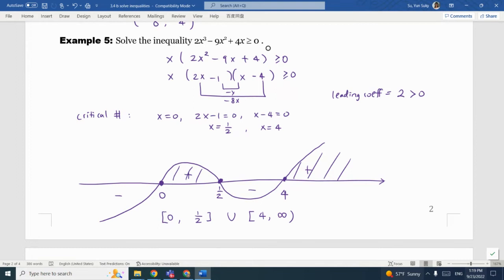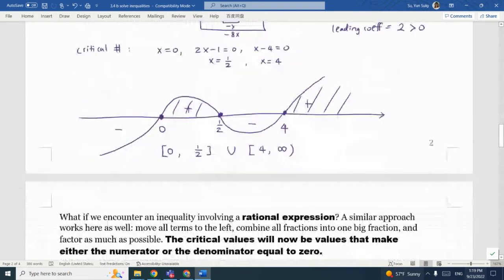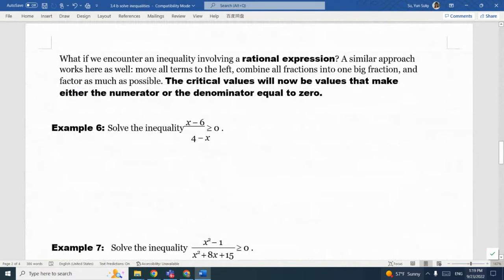Okay, so that is example 5. So far, so good, everybody? Okay, now let's increase the difficulty. What if we have a radical expression? The way we do it is kind of similar. You move all the terms to the left-hand side, and then you combine into a single fraction, and then you factor the numerator and denominator completely. Okay, everybody? All right.